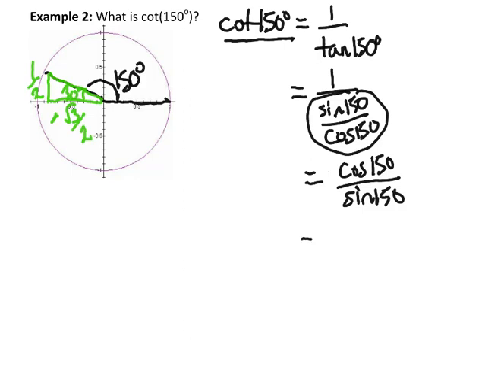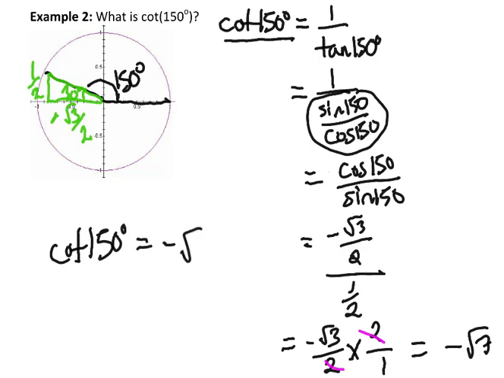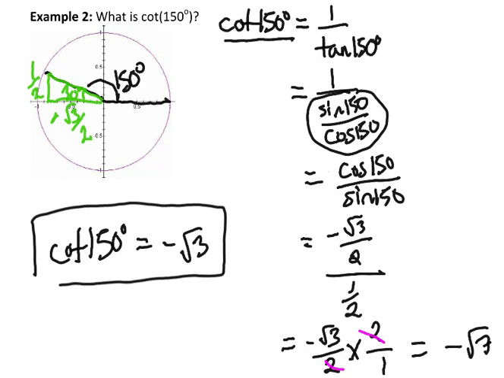All right, now we get to actually plug in our special angles here. So cos of 150, that's the x side here. That was negative root 3 over 2. Sine of 150 is the y side, that's a half. So I'm going to keep that top fraction the same, negative root 3 over 2, and multiply by the bottom fraction flipped upside down, which is 2 over 1. Notice the 2's are going to cancel, and you'll be left with negative root 3. So all that to show, cotangent of 150 degrees is equal to negative root 3.